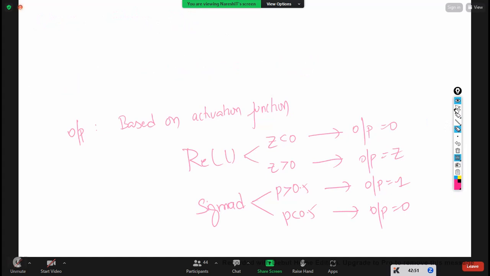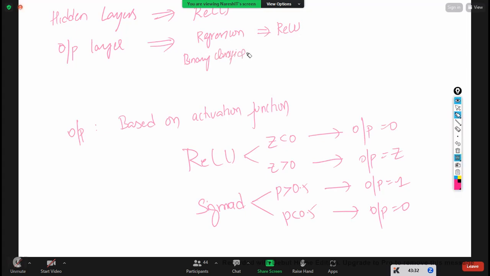The activation function you have to select is for the hidden layers. The input layer we are not going to do anything with. All of this is done only for the hidden layers and the output layer. For hidden layers, it is blindly ReLU. Fixed. For the output layer, if it is a regression project, ReLU. For a binary classification project, sigmoid. For a multi-class classification project, it is softmax.